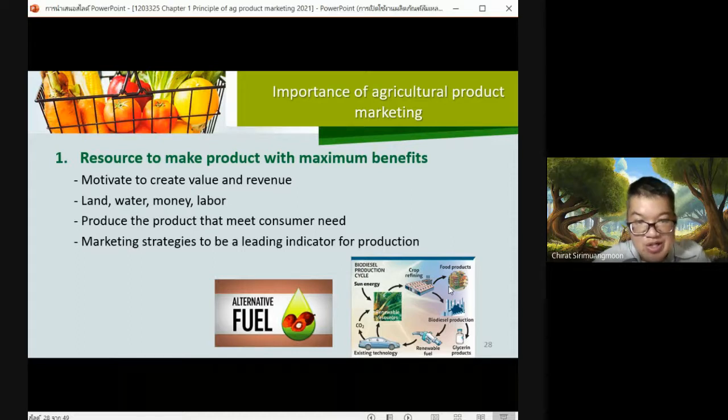Because for now, we're concerned about alternative fuel or alternative power. So Thailand is a good country because we have land for growing the palm tree. Then, growing the palm tree, you can have some factory to create the oil and use it as biodiesel or biogas, bio oil, and it's good for the country because we can reduce the money that we need to import the oil from other countries.